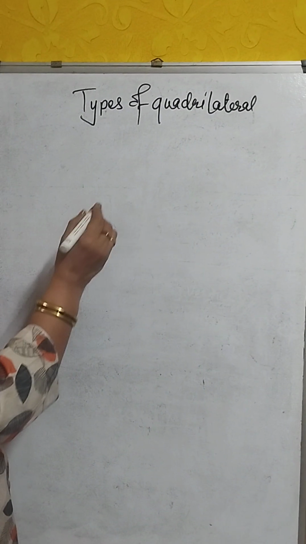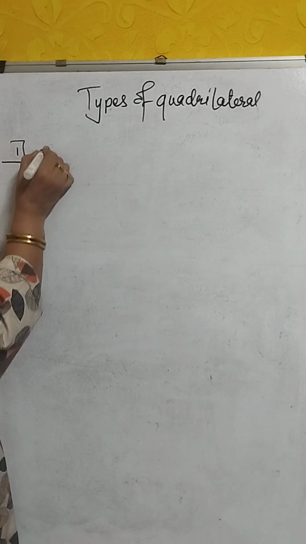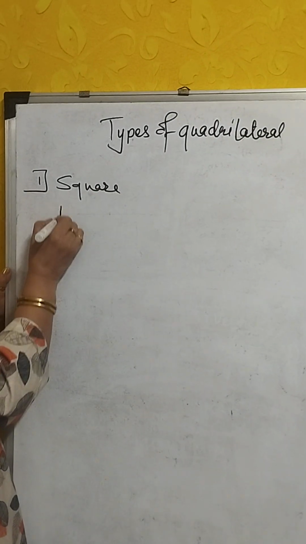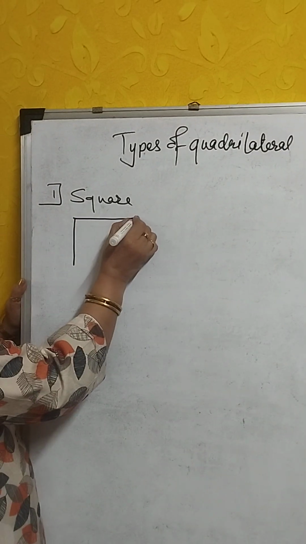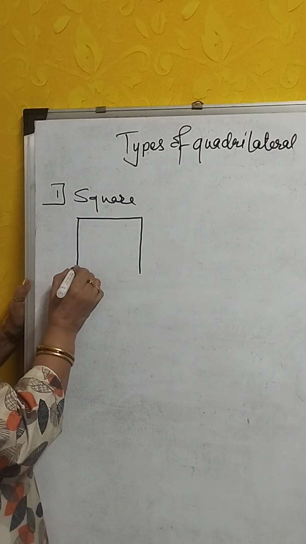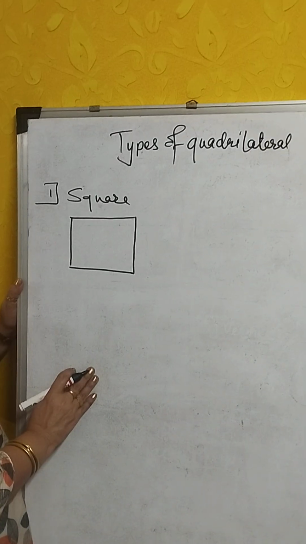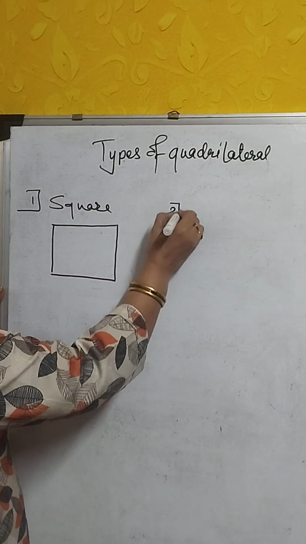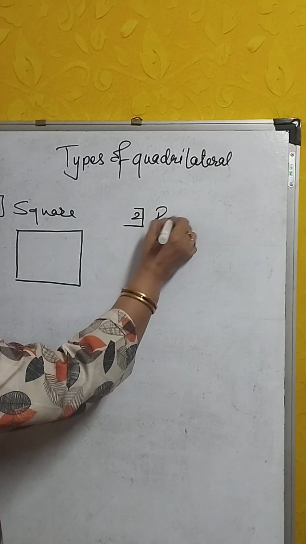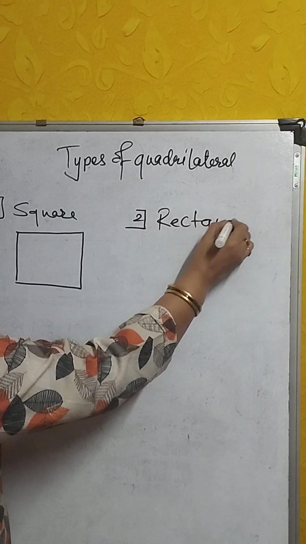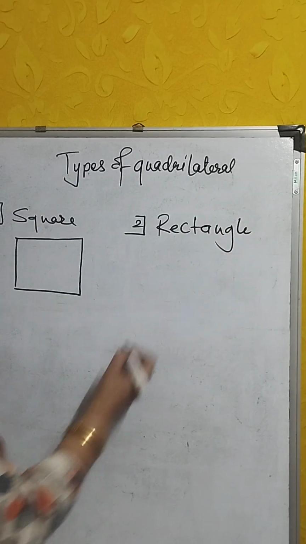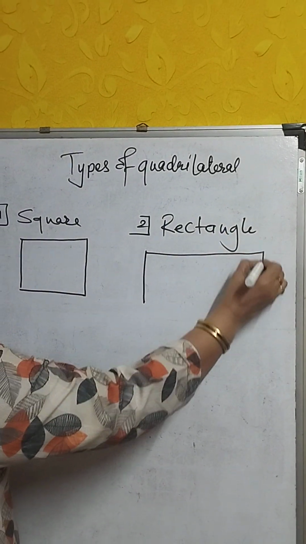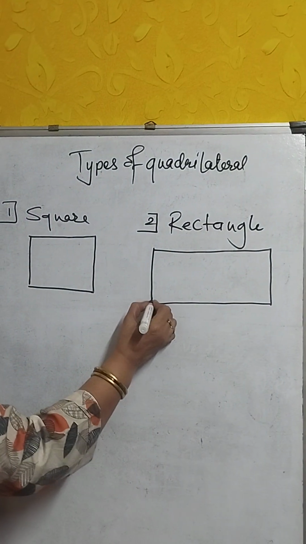Types of quadrilateral. First I will tell you square. What is a square? Whose all sides are congruent with each other. On the right side, second I will give you rectangle. I will tell you ideas how to remember them. Second is rectangle and it carries a diagram like this.